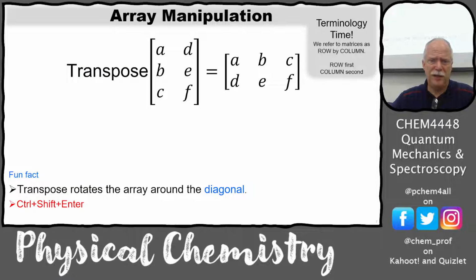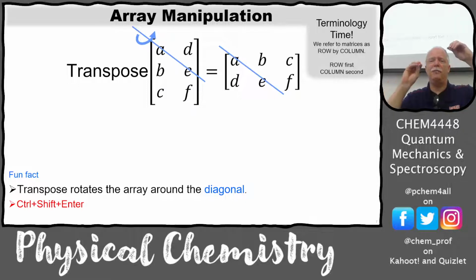So let's look at this one. So A, B, C, D, E, F in this matrix. If we transpose that, then notice how A and E make a diagonal. And they stay in the same position. You know, first row, first column, second row, second column. They stay, and everything else flips around them.